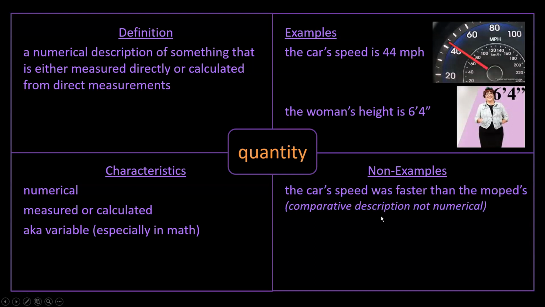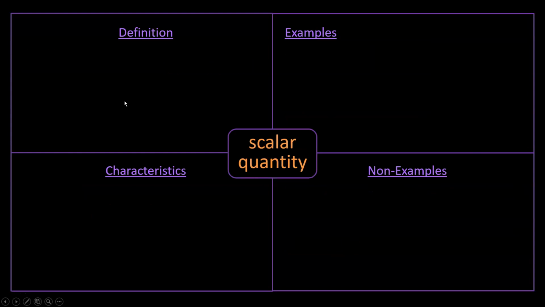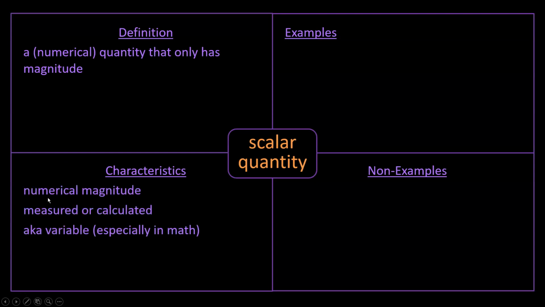Some non-examples: the car's speed was faster than the moped's. This is a comparative description, not a numerical description. The woman was tall. That's a qualitative description, not a numerical description. Let's look at a scalar quantity. It's a numerical quantity that has only magnitude. Its characteristics: it has a numerical magnitude. It's measured or calculated, and we also will know this as a variable.